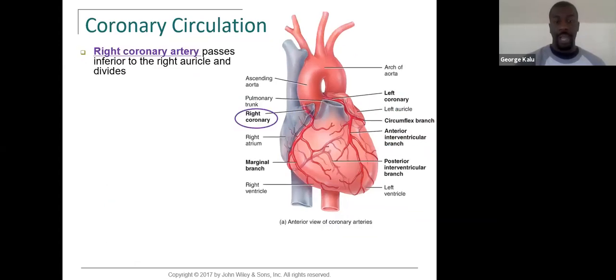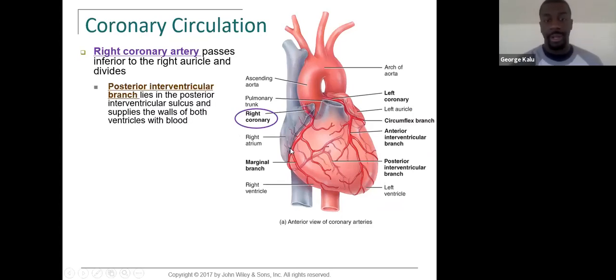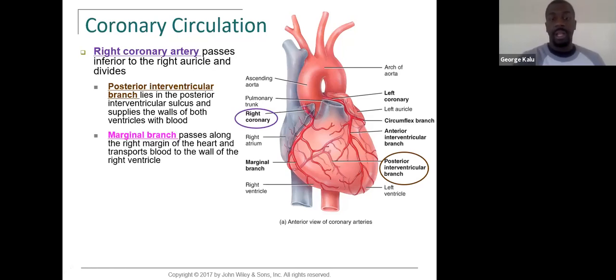Okay. For the right coronary artery, again, that's going to pass inferior to the right auricle, and then it's going to divide into the posterior interventricular branch, which is on the posterior side of the heart, inside the posterior interventricular sulcus. And just like the anterior interventricular branch, it's going to be delivering oxygenated blood to both walls of the ventricles. Okay. The second branch is called the marginal branch, which runs along the right surface of the heart. And then it's going to deliver that blood specifically to the right ventricle of the heart.